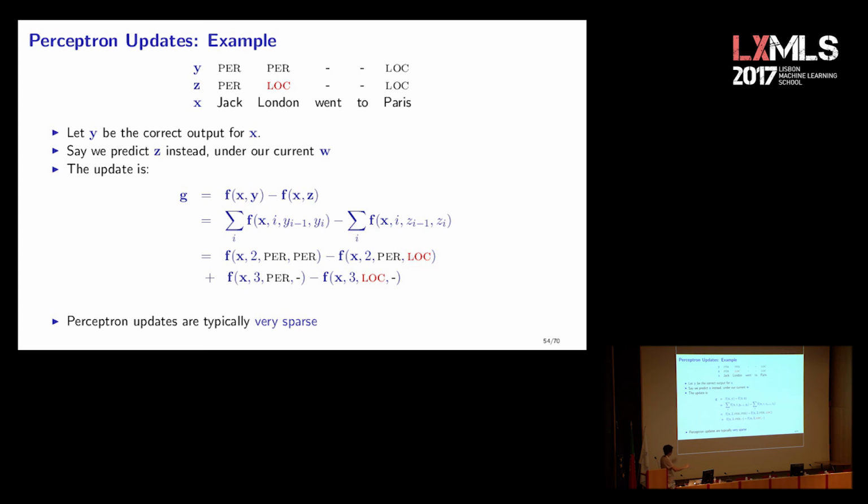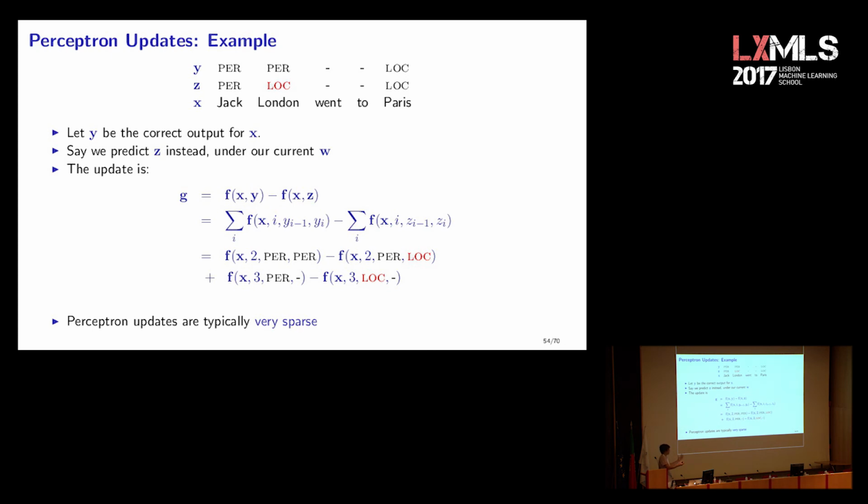So let me just illustrate this, okay? We have a sentence, we have a true output, and let's say that Z is the output that my perceptron predicted, okay? I'm just using a little assumption that is satisfied in practice, that the prediction of my current method is not going to be totally wrong. Let's say we train it for a while, so it's not going to be totally incorrect. It's going to be almost correct, but there will be one mistake here or there, okay?